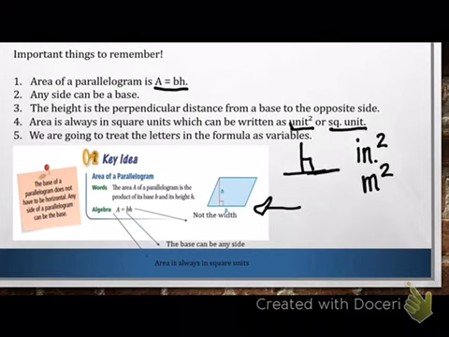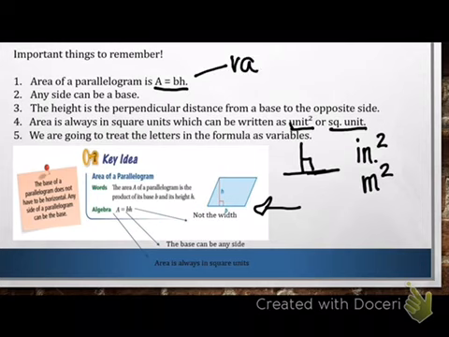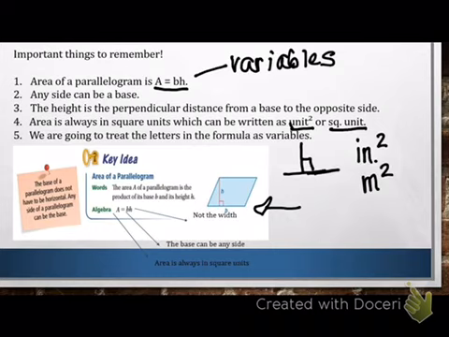We are also going to treat all of the letters in our formula as variables. So B and H will now become variables. This is really going to help us later on when we go to solve for a missing dimension. We can treat it just like we would an algebra problem, and we can solve to find the missing dimension. So B and H are now going to be considered variables.